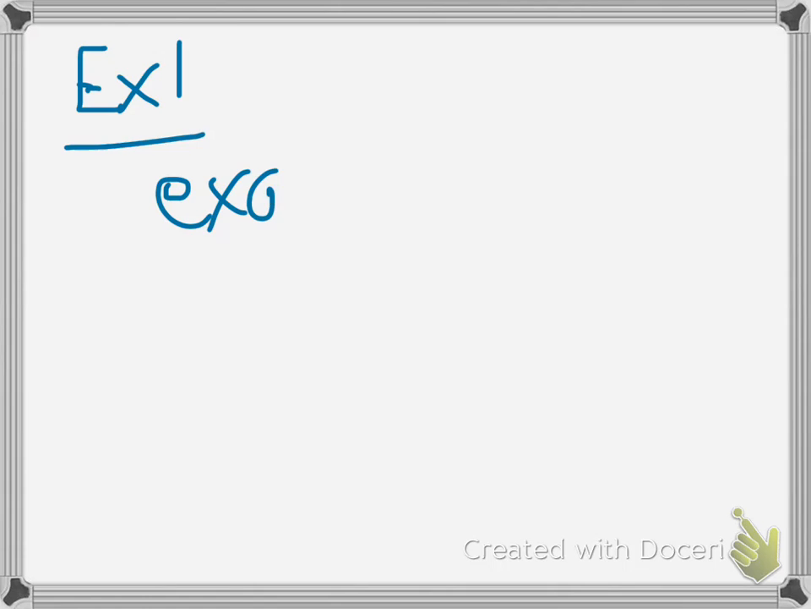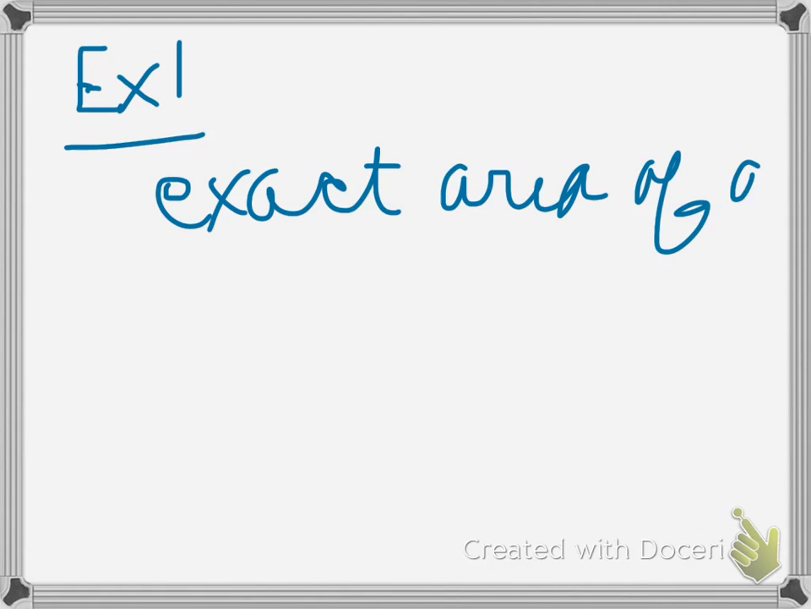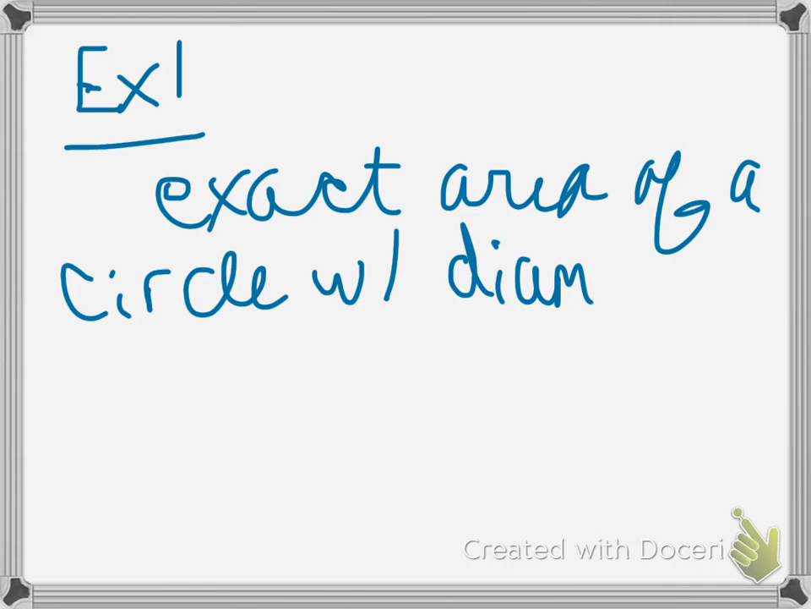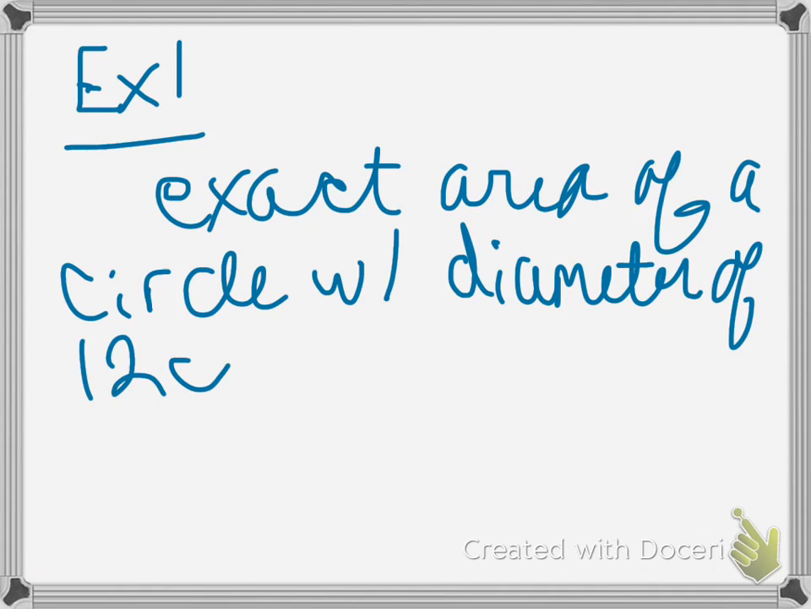So we're going to go ahead and do an example. Example 1, let's practice using our area formula that we just discovered. So if you want to find the exact area of a circle with a diameter of 12 centimeters, that's our given information.